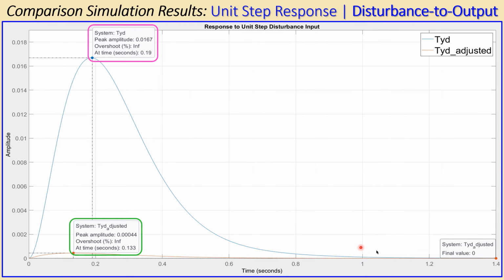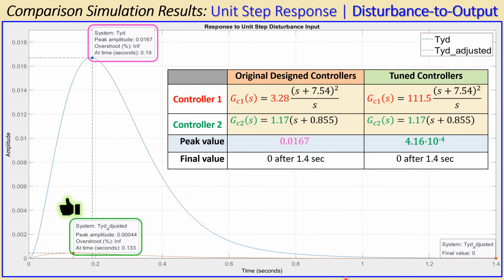And again, they also approach, let's say, 0 at approximately 1.4, maybe 1.2 seconds. So this is definitely much better in terms of amplitude, small amplitude, and this is also the final value. They are comparable. And again, you can see also the values for the peak value and also the final value as 0 after 1.4 seconds.